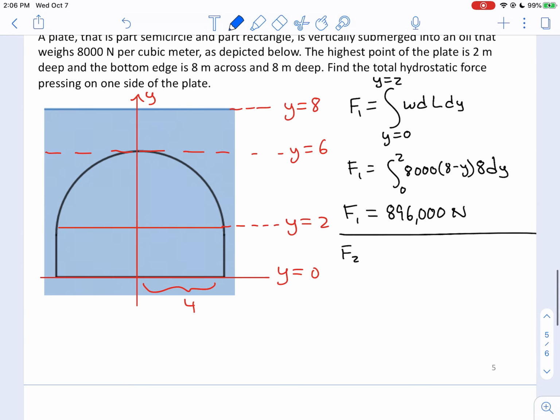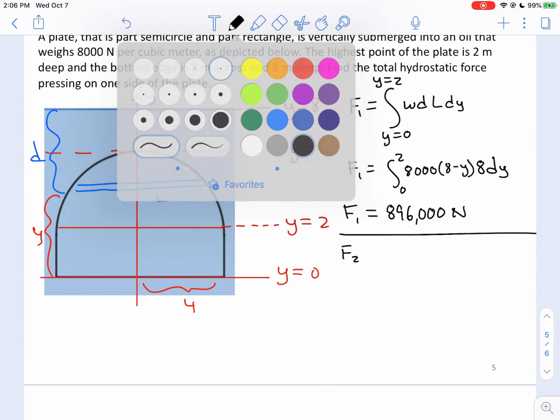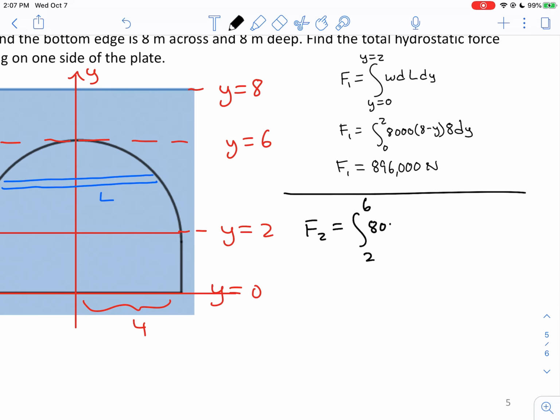Okay, force 2 on the semicircle. I'm going to draw an arbitrary strip. Right here is length L, and its depth is d. Right, this length here is still y. So depth is still 8 minus y. Our limits of integration are going to change as well. Force 2. Well, that plate starts at y equals 2 and ends at y equals 6. The omega is the same. It's still 8,000. The depth is still 8 minus y.